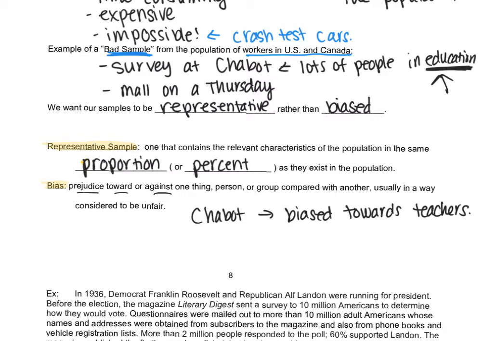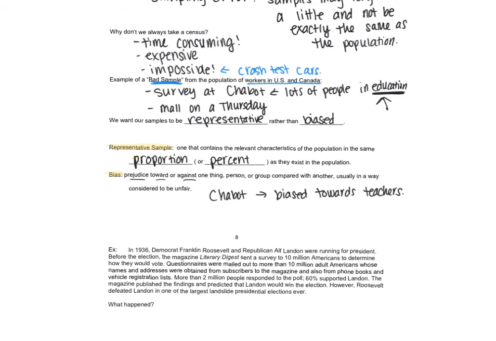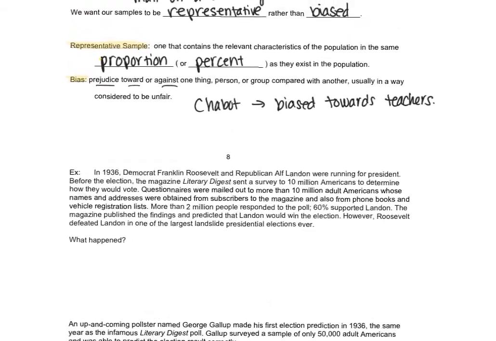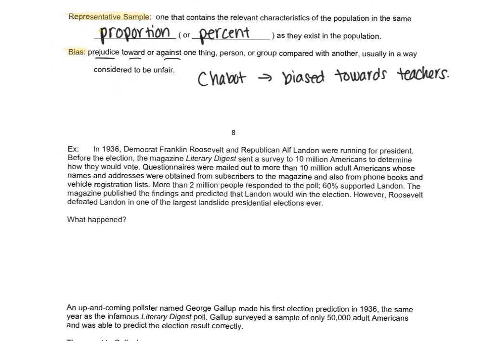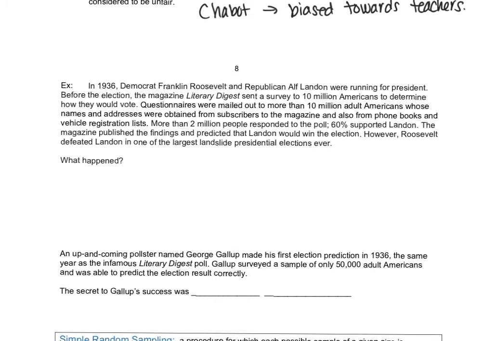I have, I think, just one more example, and then we will get into good sampling methods. You could look this up too if you want more details on this next example.